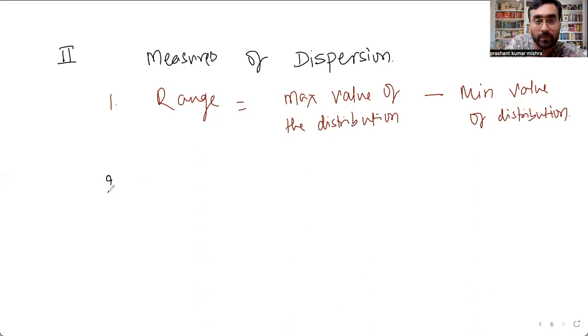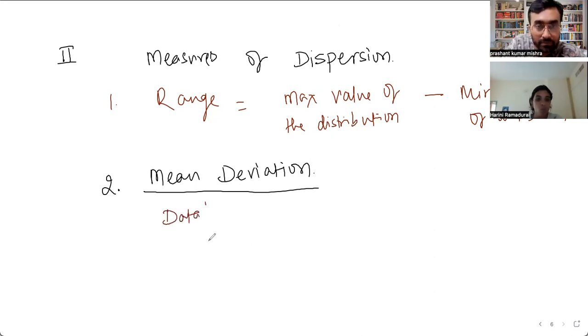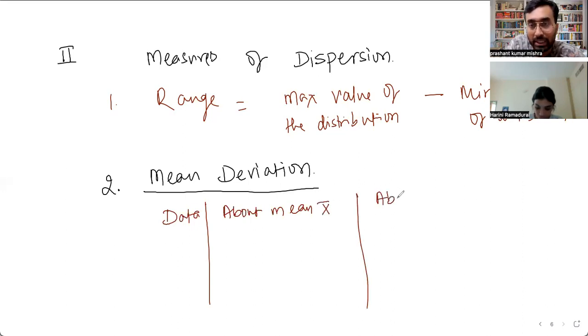The second one is the mean deviation. Now see, you have learned mean deviation in grade 11. So you can make a table with the data, then about the mean, that is x bar, then about the median, that is capital M. Now the data is ungrouped.